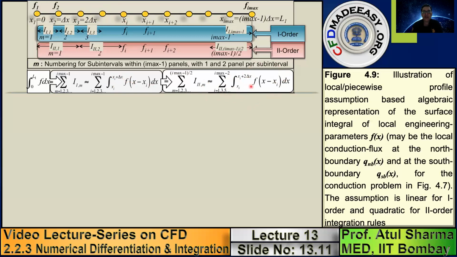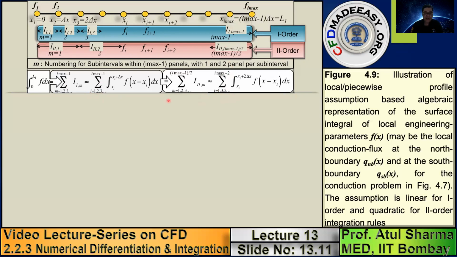Note that when you consider 2 panels, the number of subintervals reduces to half. In the earlier case, you can see it is varying from 1 to I max minus 1. Here it is varying from 1, 3, 5 to I max minus 2, because when you go to I max minus 2, it takes 2 points ahead, which is I max minus 1 and this is the I max point.